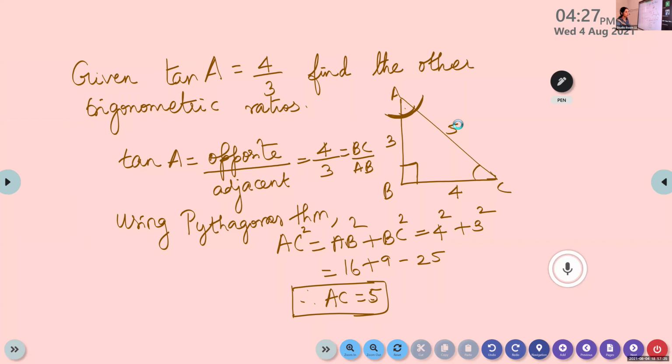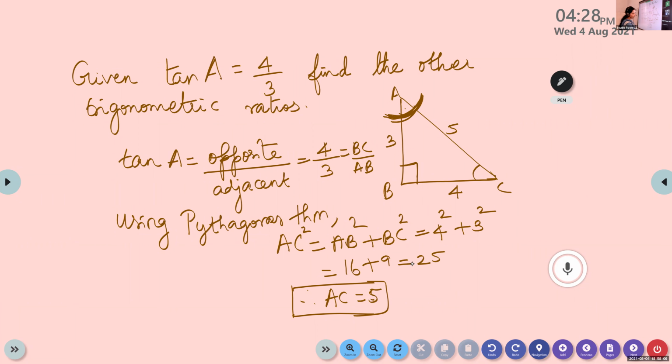Is it okay, children? Once we get the hypotenuse, we can write the formula and find all the ratios. We are given only one ratio, tan. What is the definition of tan? Opposite by adjacent. The side opposite to A is BC, so BC is 4. The adjacent side AB is 3. Using Pythagoras theorem, hypotenuse is AB square plus BC square, which is 16 plus 9, which is 25. Therefore, AC is 5.